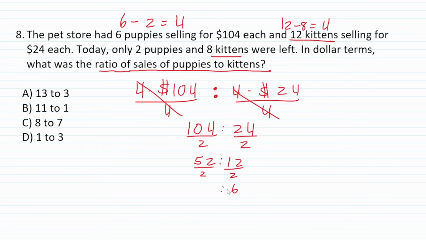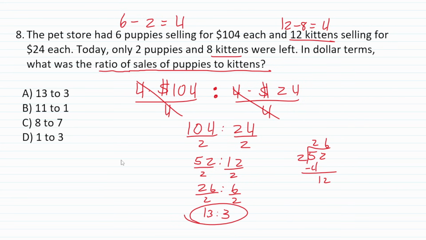12 divided by 2 is 6. 52 divided by 2, if you can't do that mentally, you would say this is going to be 2, 4, 1. This is going to be 26 to 6. And then once again, you would say both of these are divisible by 2. 26 divided by 2 is 13. 6 divided by 2 is 3. So this ratio of sales of puppies to kittens reduces to A, 13 to 3.